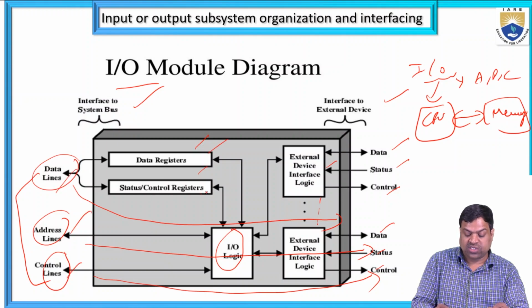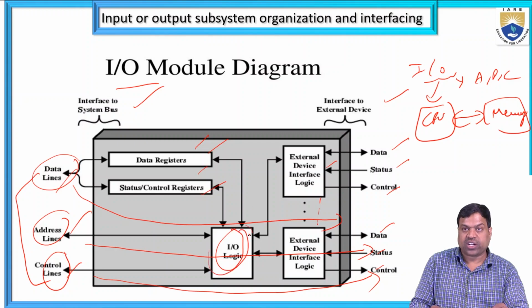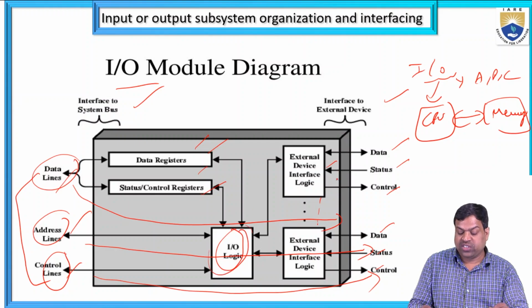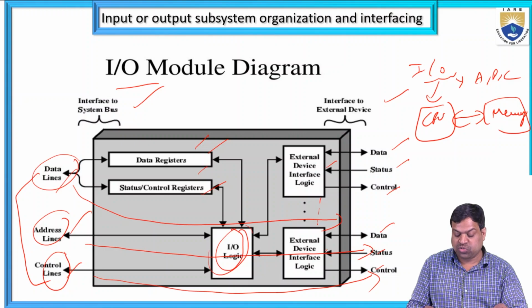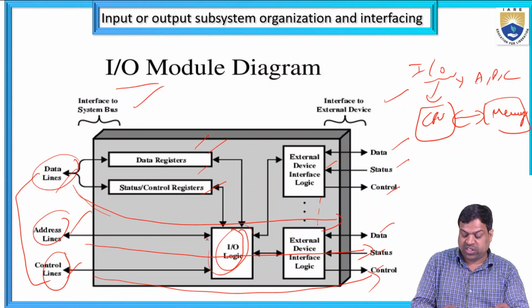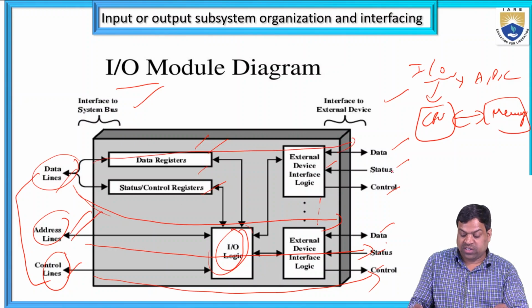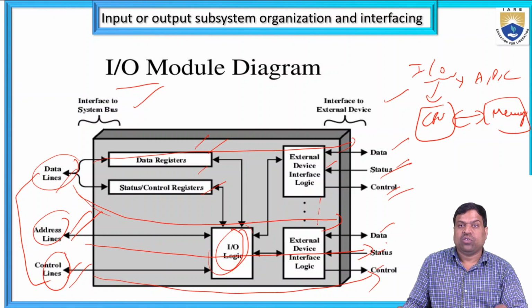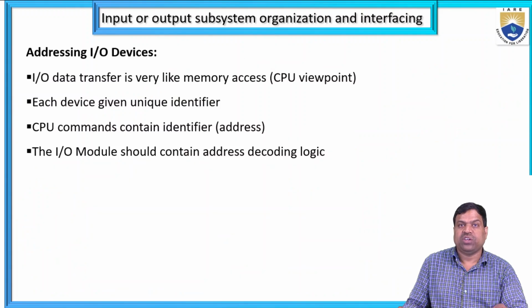The data register and status or control register are connected to the input-output logic, and there is the external device interfacing logic. So data lines are about the data, address lines are about the status, and control lines are about the controls. Okay, that is the input-output module diagram.